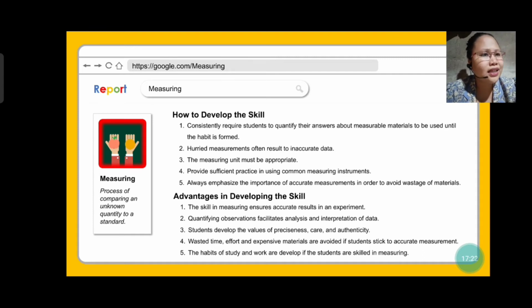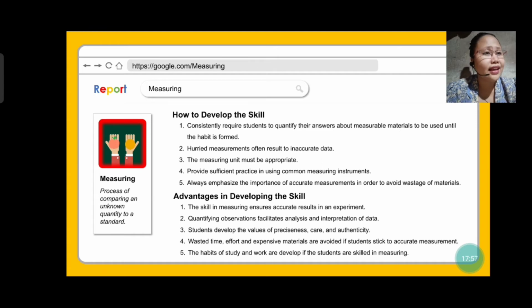So, diba, since we always emphasize the importance of accurate measurement, so they will now develop the values of preciseness. So, kailangan i-develop nila ang ilahang skill nga kailangan sakto jud ang ilahang gina-measure always. Dili lang pataka, dili lang mag-round off, and they will use the accurate measuring unit.